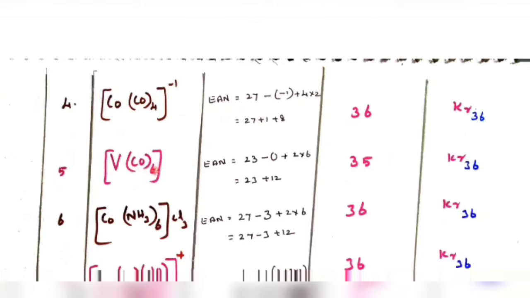Then vanadium hexacarbonyl. In hexacarbonyl, CO is a neutral ligand, so the oxidation state of vanadium is 0. The atomic number is 23 minus 0 plus, it is unidentate, 2 into 6, 12, giving 35. It is not obeying the EAN rule because krypton has 36.